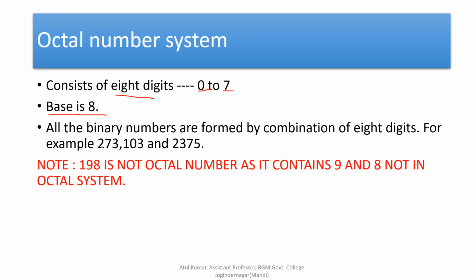For example, 273, 103, 2375, all are octal numbers. Note here 198 is not an octal number. The reason is 9 and 8 are not in octal number system. So digits 9 and 8 are not found in octal number system, so this is not an octal number.